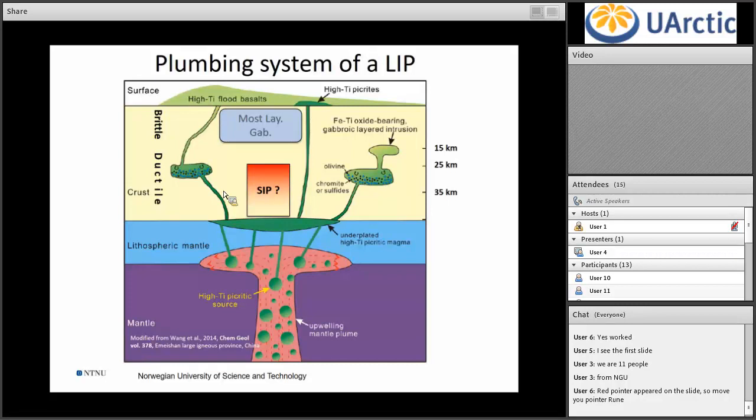You could also go to the Emeishan, and we may have a few other localities throughout the world. But certainly we hold that if you really want brilliant exposures and pristine rocks, then the SIP may actually be the best place in the world to observe these deep crustal processes. Next slide.